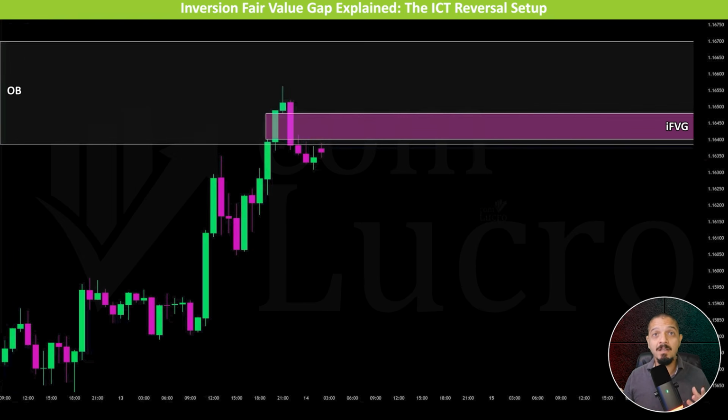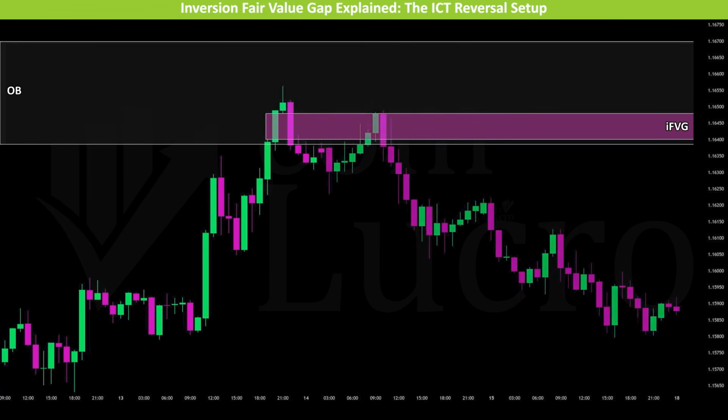With an inversion fair value gap forming directly inside this higher time frame zone, we can interpret this confluence as a strong signal of a potential trend reversal, or at least a meaningful corrective move. Situations like this allow traders to plan entries with a higher probability framework.